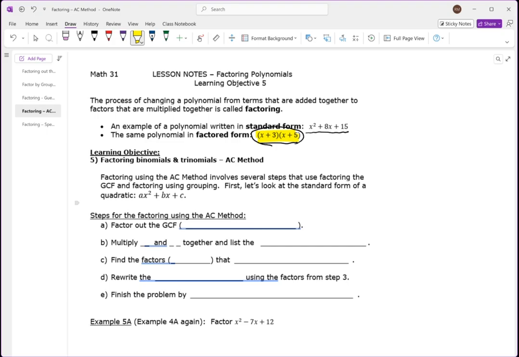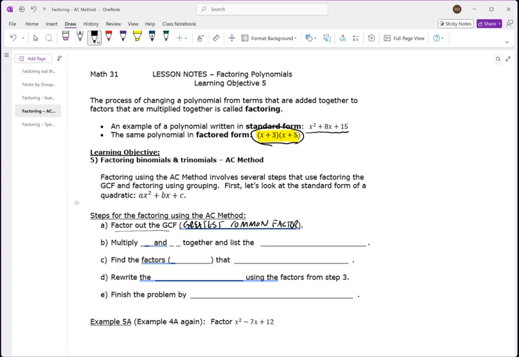But the first step, always in all factoring problems, is to factor out the greatest common factor. I'm going to go ahead and remind you that the GCF is the greatest common factor. So if there is one, we want to factor that out right away.